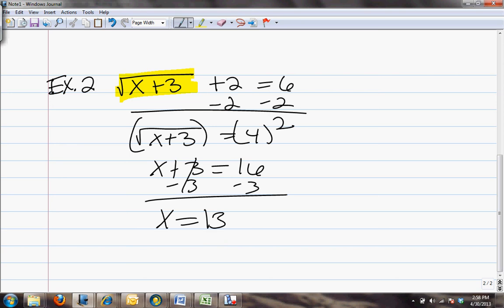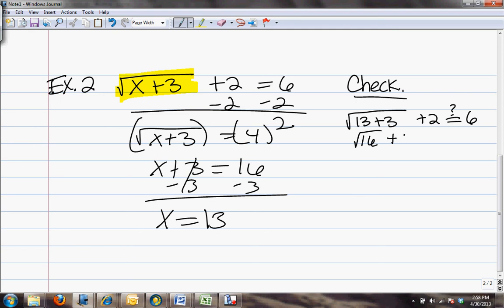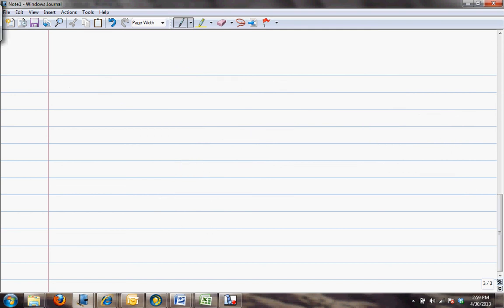All right. So, check your work. Again, pause if it's going too fast. Is the square root of 13 plus 3, plus an additional 2, equal to 6? Let's see. Square root of 16 plus 2, does that equal 6? Yes, indeed. 4 plus 2, yes. Check. It works. All right, I have 2 for you to do right now, based just on those. Here they are.